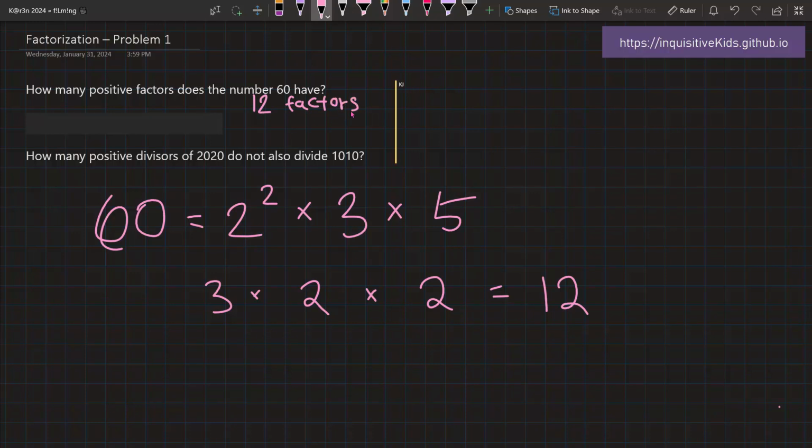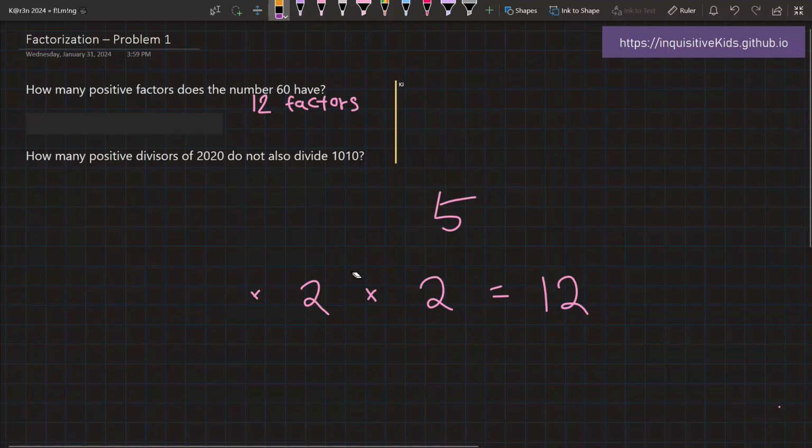Now you can even proofread this by going back and actually listing out each factor pair. You'll see that there are actually 12 factors. Now let's look at the second warm-up question. Find the sum of the factors of 320.